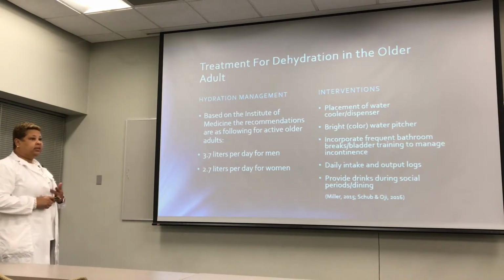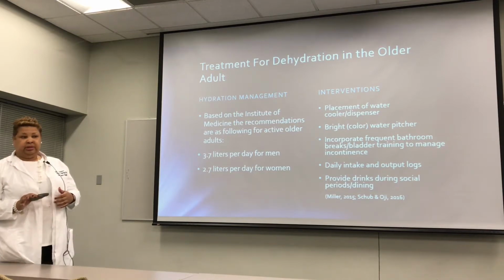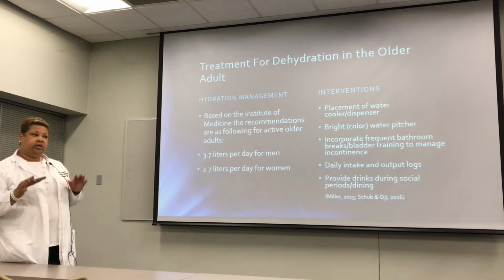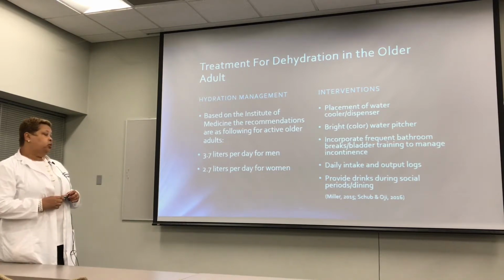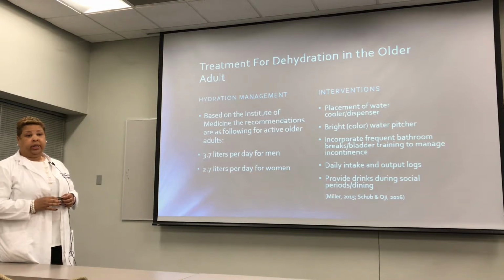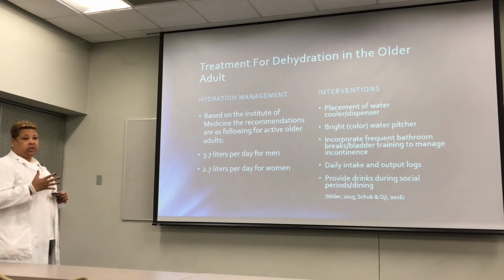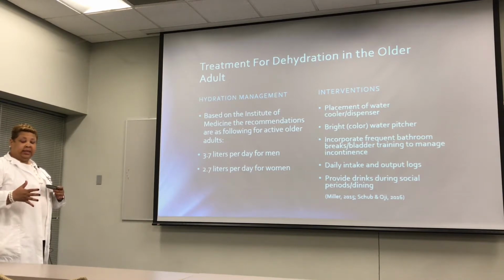Some interventions that may be helpful are placing the cooler or the water dispenser where it's visible, where you can see that there's water available and it might stimulate, "Oh, I want something to drink." Also, use a bright colored water pitcher, such as red or orange. As we get older, we lose our vision, and sometimes seeing the bright water cooler can stimulate, "I need to get something to drink."